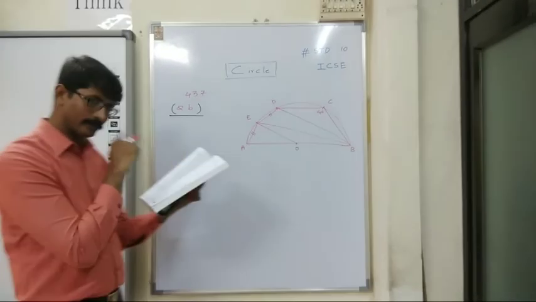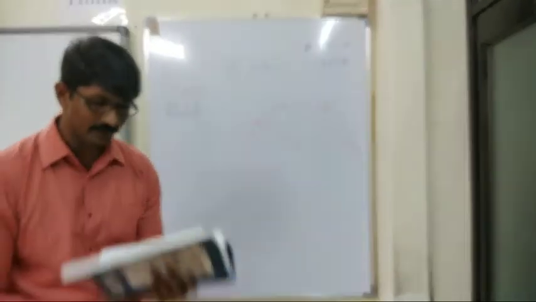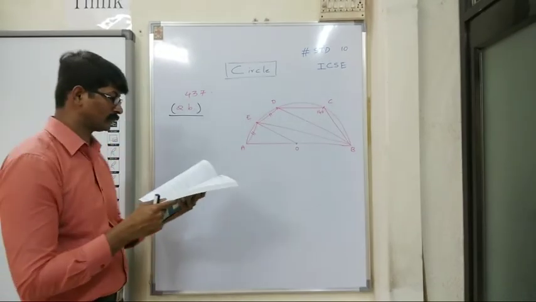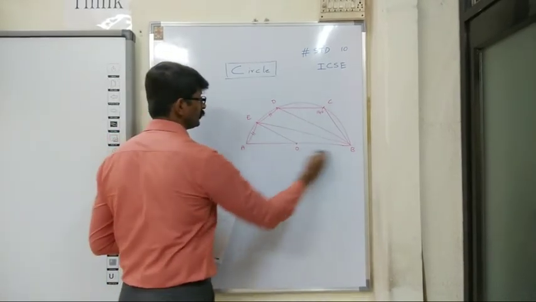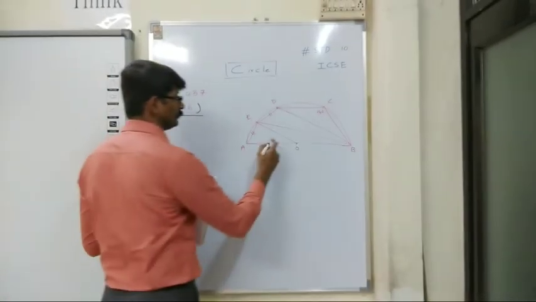Let's read this question very carefully, one by one, slowly, gradually, and keep writing the data on the board. In the given figure below, AB is the diameter of the circle. So if AB is a diameter, AO needs to be equal to OB.